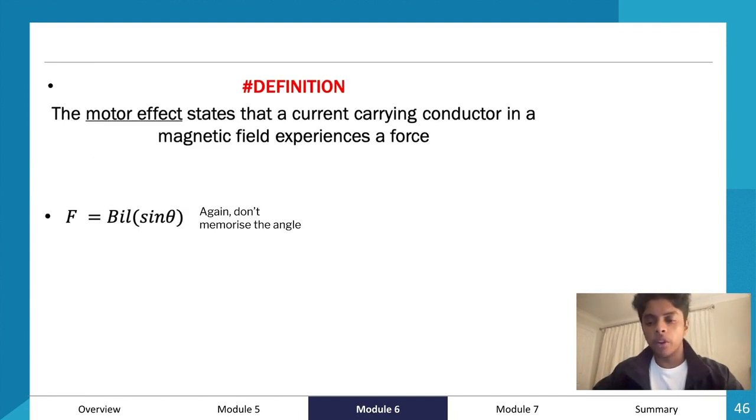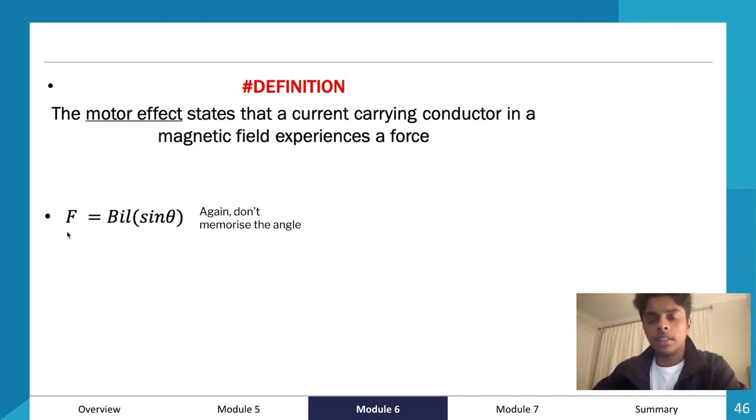And we can look at the motor effect. What is the definition of the motor effect? Well, the motor effect states that a current-carrying conductor in a magnetic field will experience a force. Again, don't memorize this angle. We have the formula F equals ILB or BIL, whichever way you want to say it. But it's going to be in the perpendicular direction, so we have sine theta added onto it.